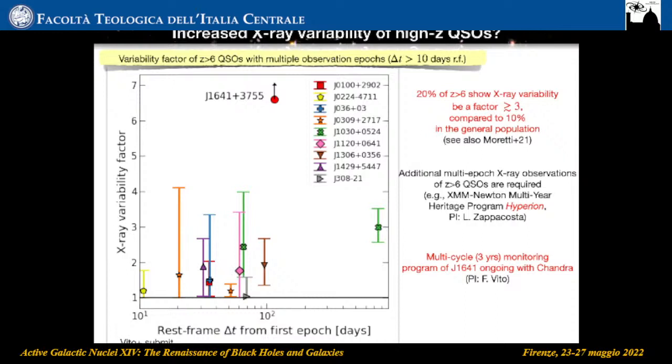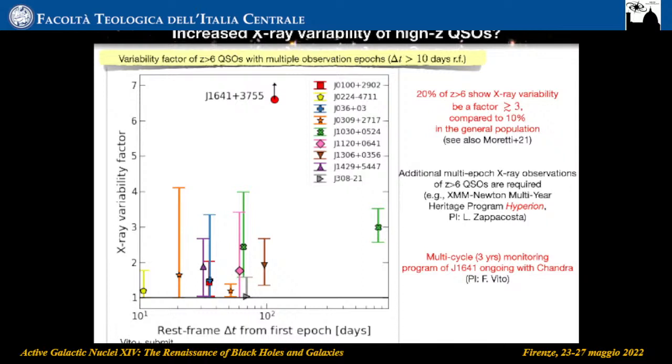Of course, this is based on a small sample of objects, so we want to populate more in this plot. For instance, we can use the Hyperion program, which is led by Luca, which is observing high-redshift quasars with XMM. Some of these quasars have previous X-ray observations, so we can put them in this plot and compute this fraction better.